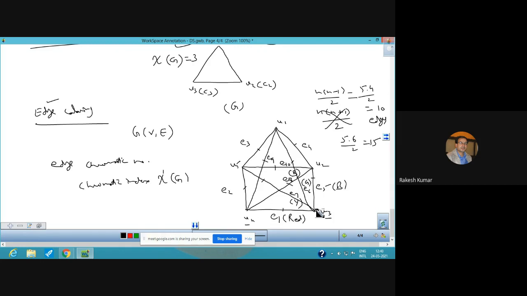Now you just see, this is made with the help of V3, so it should not be red. And similarly, if this is given blue, then accordingly, sorry, this is given as blue. This edge is given blue color. So if this is blue, this can be given black. Remember, this is black. So this also can be given black. And similarly, this can be given green.